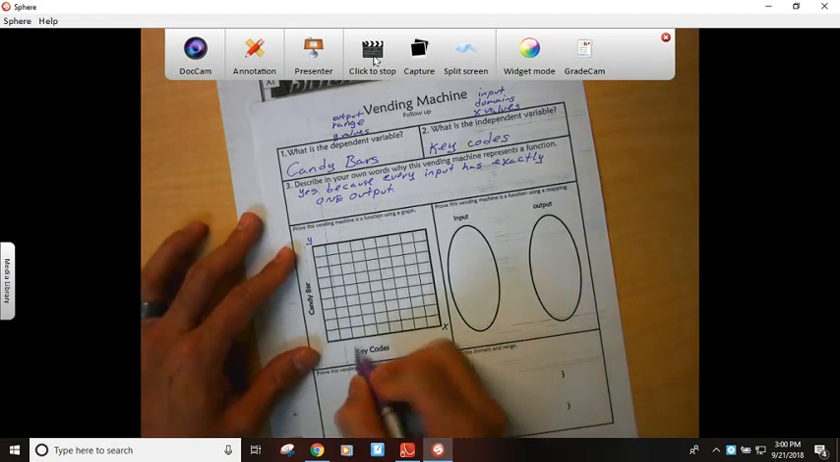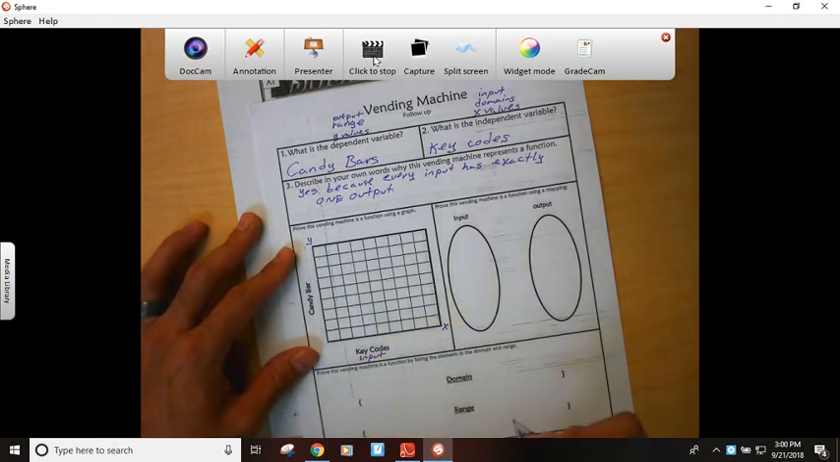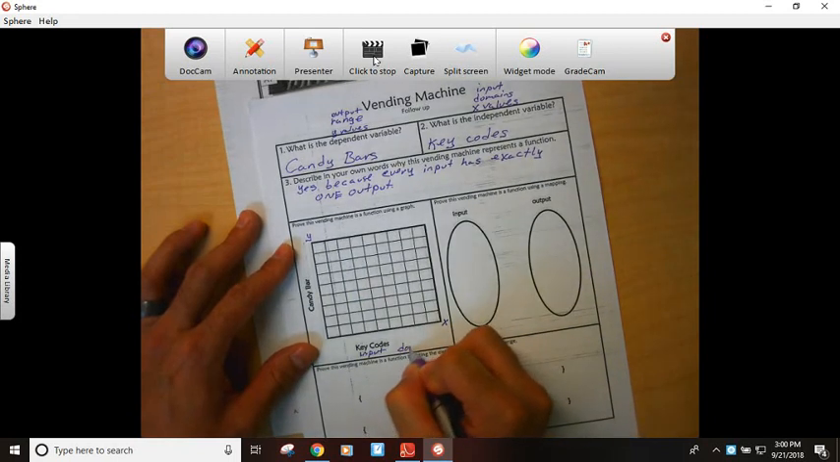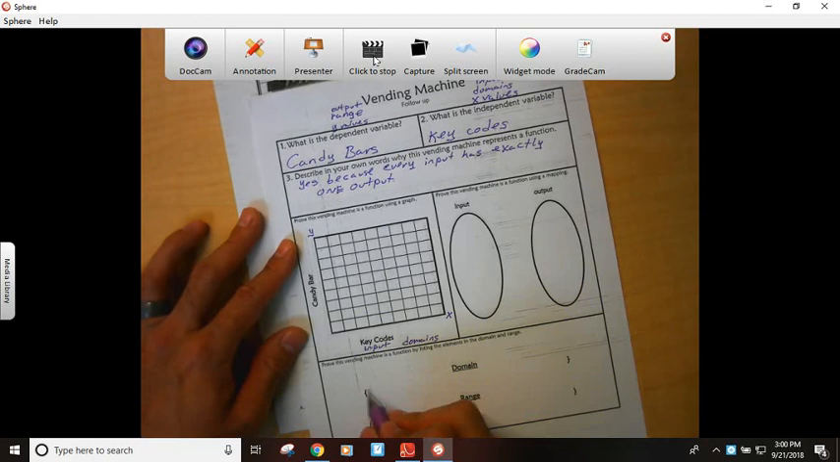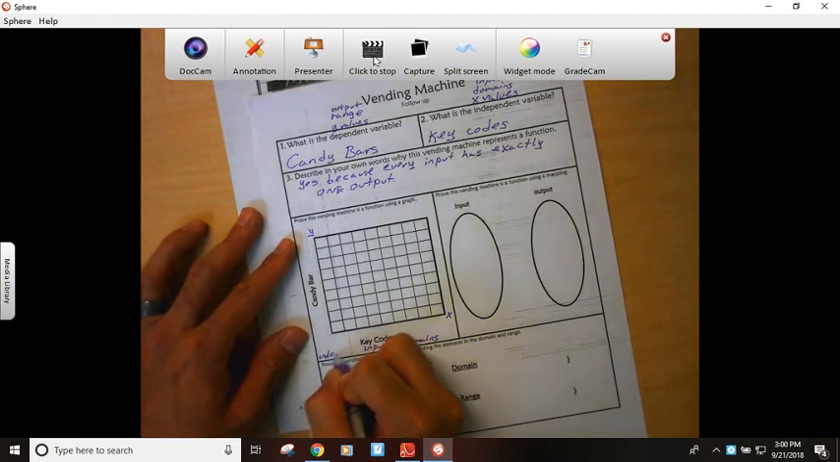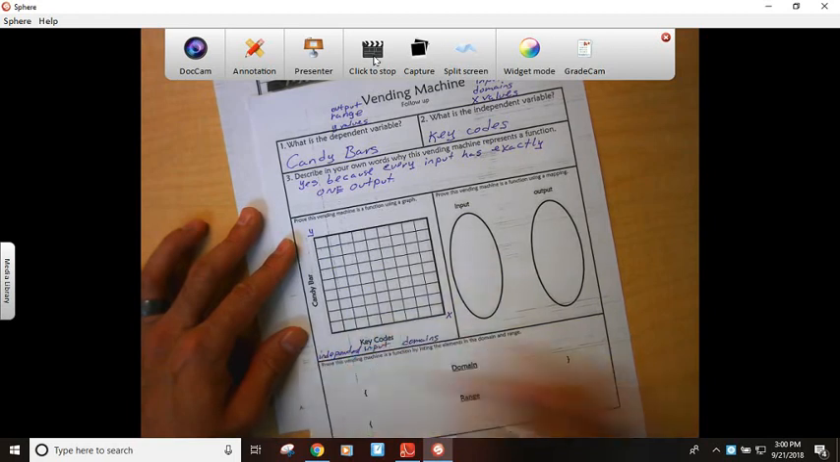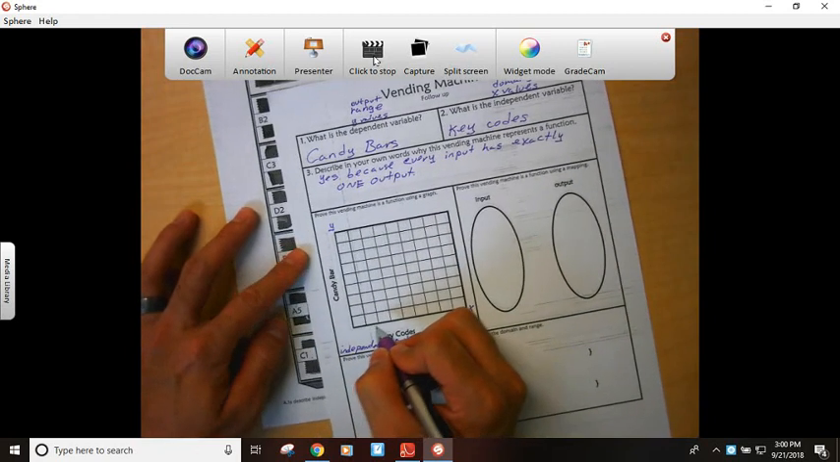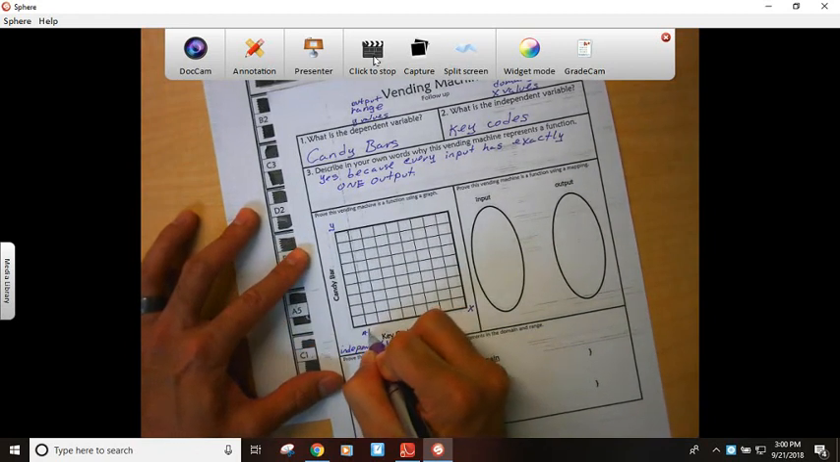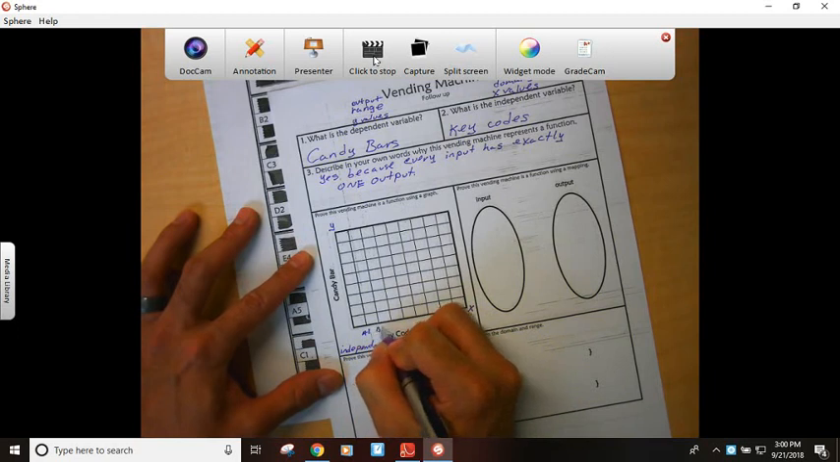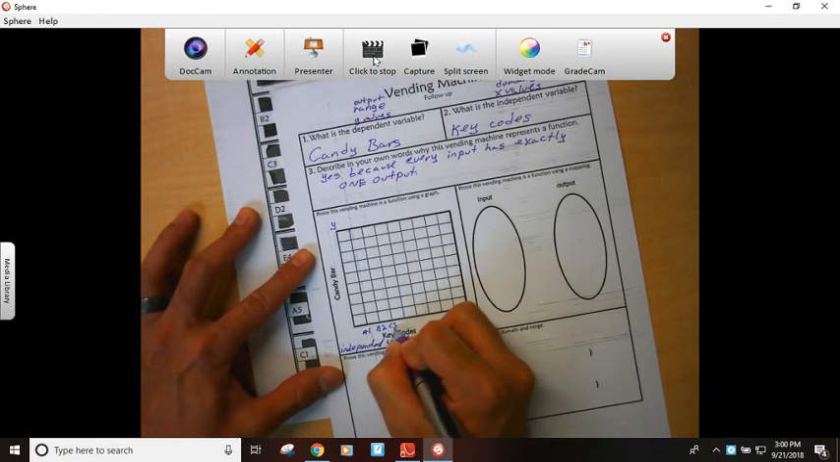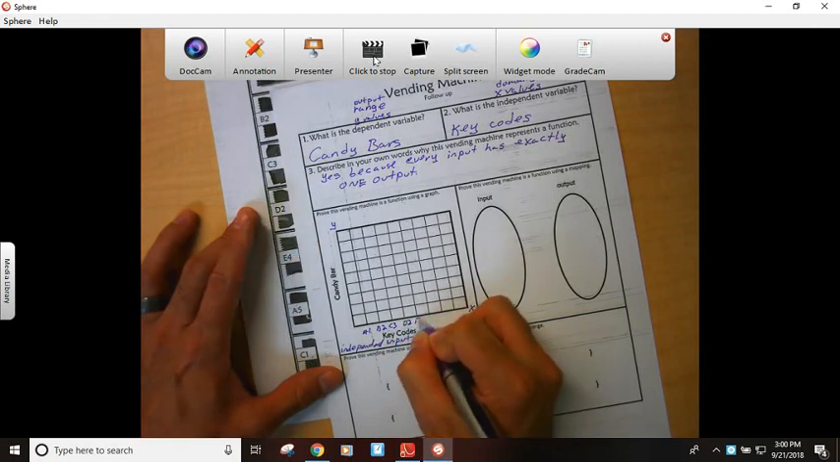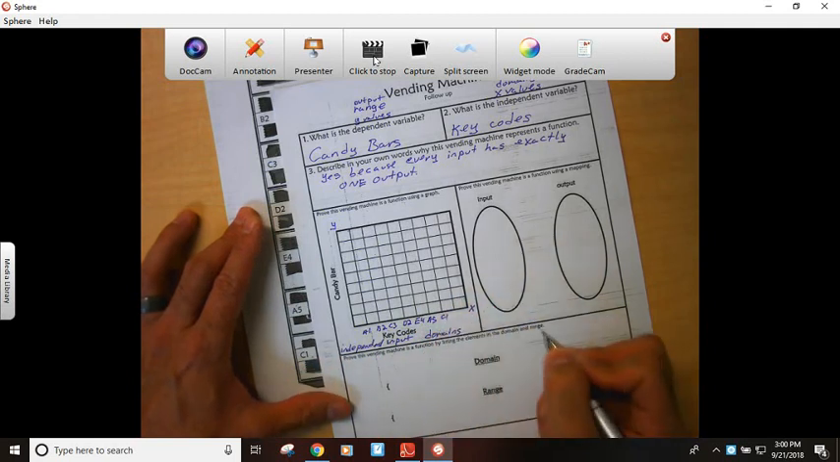Your key codes, we said, are our input values. We can call them the domains, but they can also be called our independents. Alright? So our key codes are going to be A1, B2, C3, D2, E4, A5, and C1.